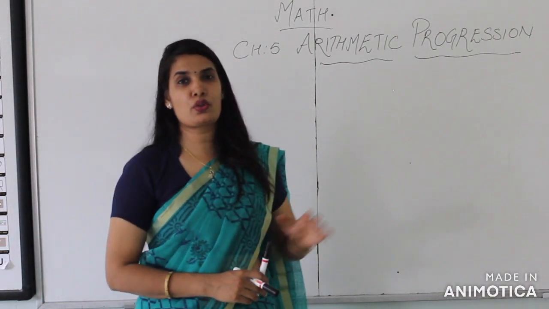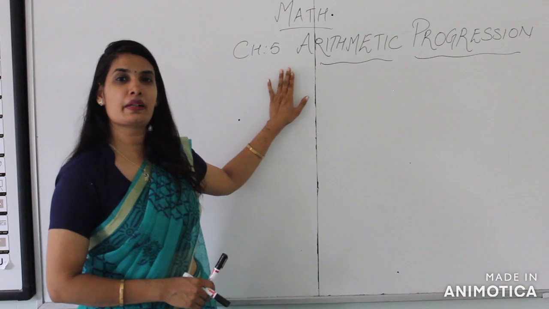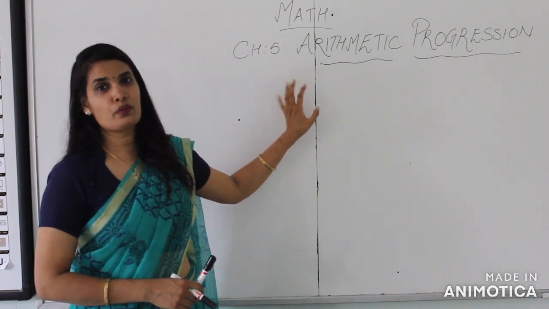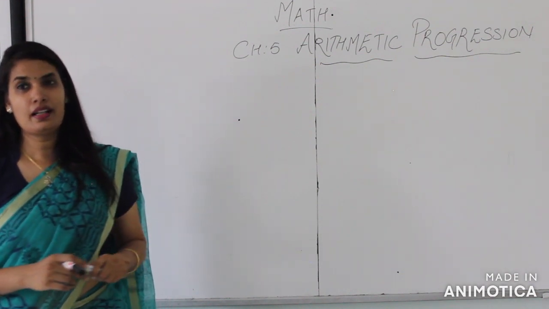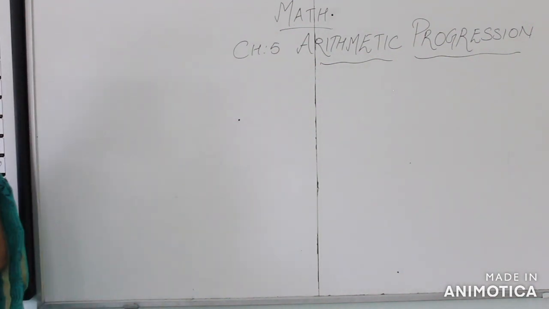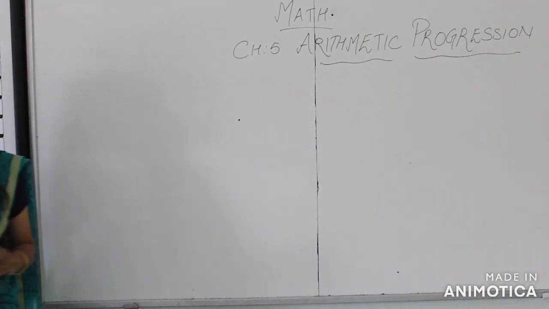Today we start a new topic, that is chapter number 5, arithmetic progression. Okay. What is arithmetic progression? You can write the definition of arithmetic progression. Sequence is an arrangement of numbers in definite order according to the same routine.